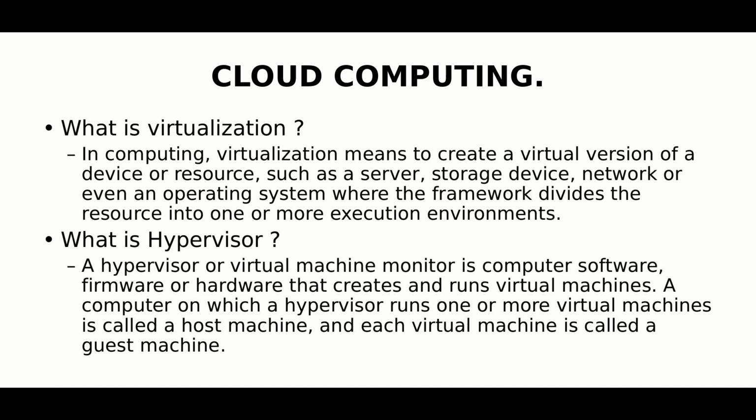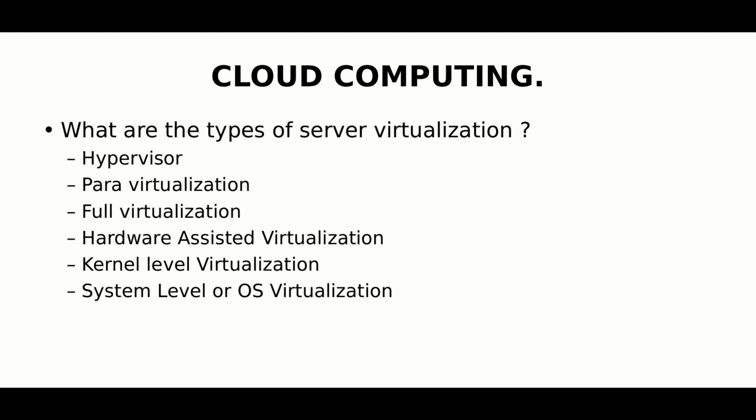A computer on which a hypervisor runs one or more virtual machines is called a host machine, and each virtual machine is called a guest machine. So the operating system on which you install the hypervisor is called the host machine, and any number of virtual machines that you run on the hypervisor are called guest machines. Now there are various types of virtualization that you can do. You can do hypervisor, para virtualization, full virtualization, hardware assisted virtualization, kernel level virtualization, system level, or OS level virtualization.